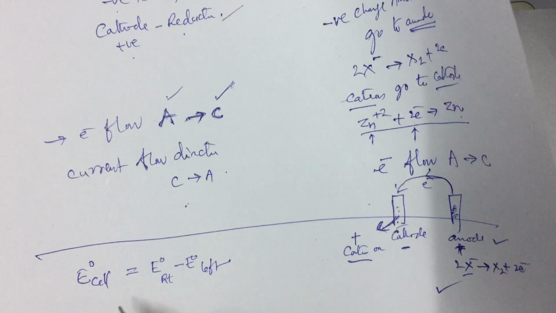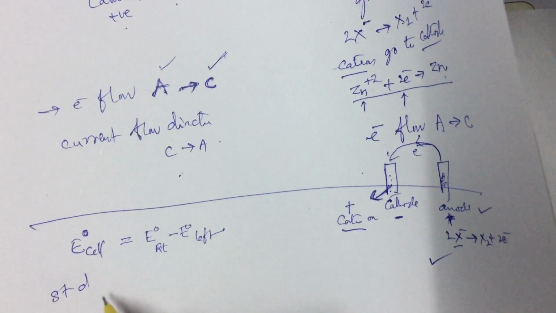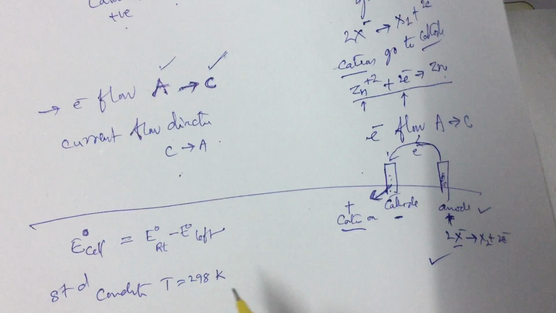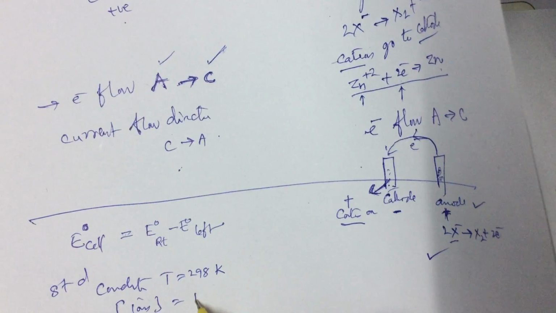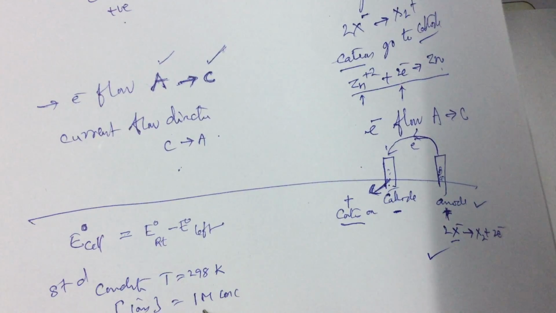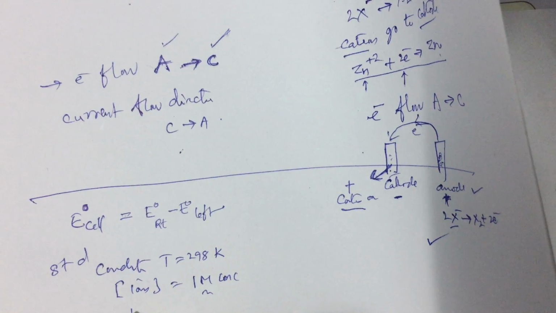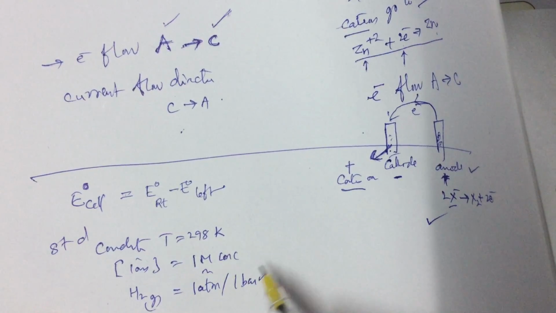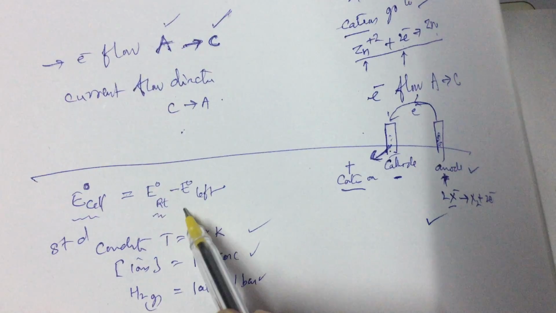Notice that if you are not putting standard conditions, generally standard condition means temperature is fixed as 298 K and concentration of ions maintained at unit activity or 1 molar concentration. 1 molar is sometimes called unit activity. And if you are pumping hydrogen gas or any gas, that is pumped at 1 atmosphere pressure or 1 bar pressure. So under standard conditions, if you are measuring the cell potential, that is equal to E right minus E left.